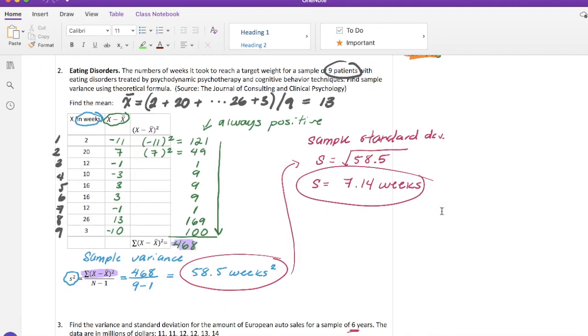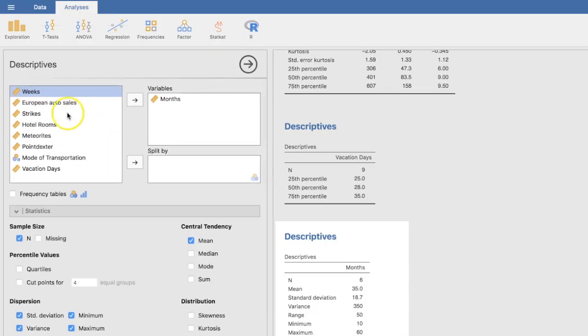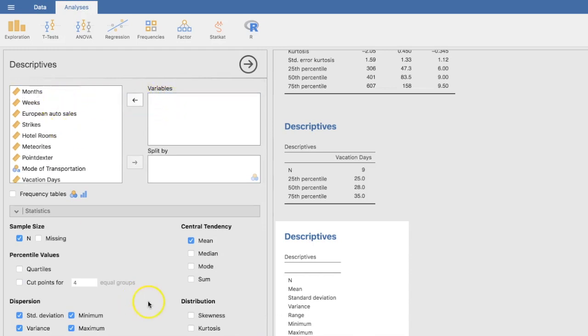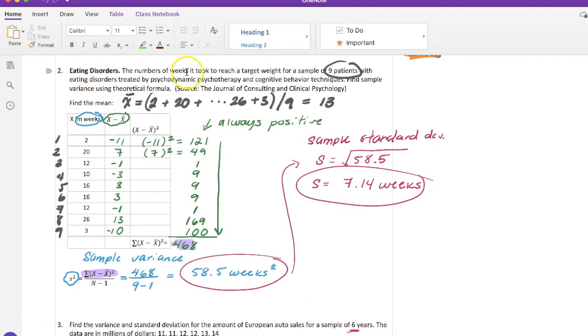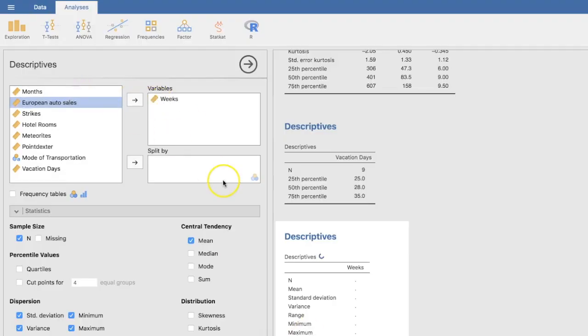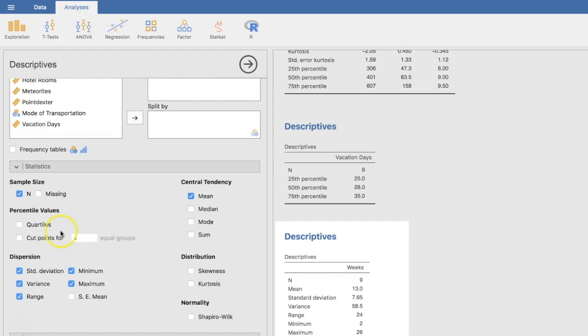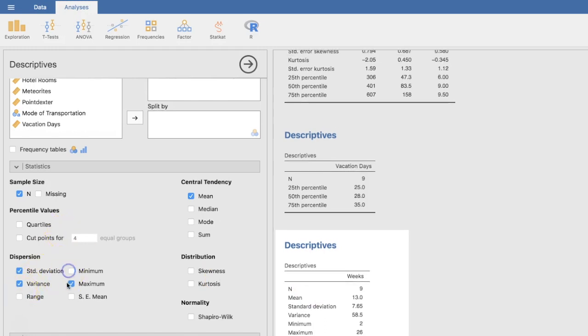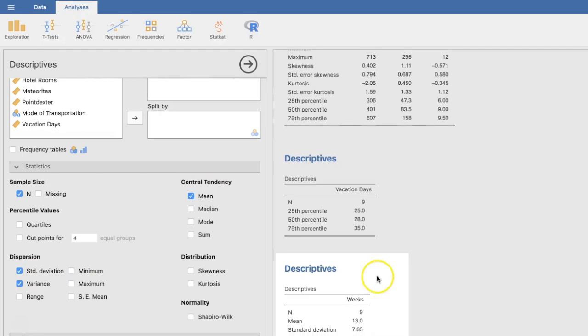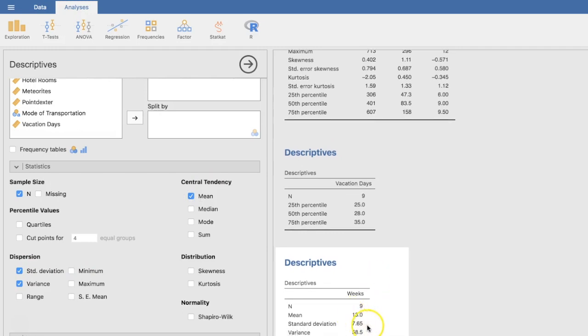Let's check the eating disorders problem. The variable is going to be weeks, because, let me read it. The number of weeks it took to reach the target weight for 9 patients, so I call it weeks. Let me drag weeks here. I need just the standard deviation. That's all I want. I don't want the mean. Actually, I do want the mean. Yeah, it was 13. That's what we got for standard deviation.